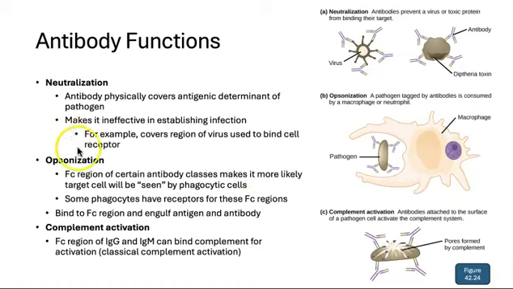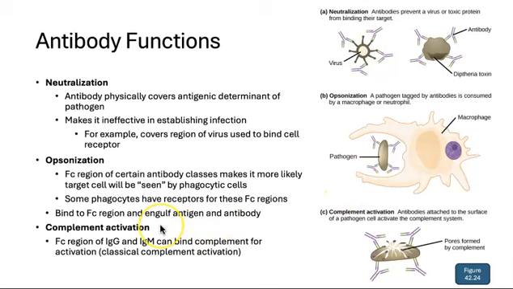Then we have the function of opsonization. This is when the Fc region of our antibody classes makes it more likely as a target that the cell will see it. By cell, I mean an immune cell being able to see that pathogen so that a phagocyte can come over and gobble it up. This truly is like marking it with the red X so it can come on over and phagocytize.